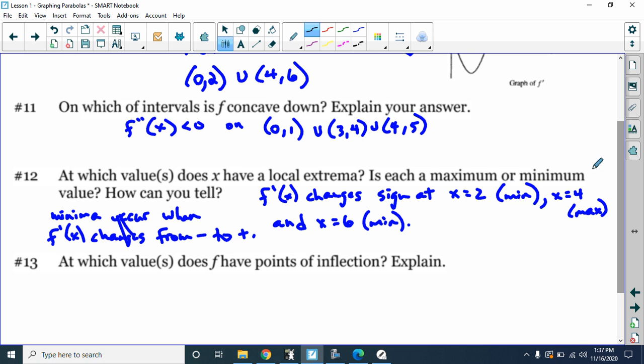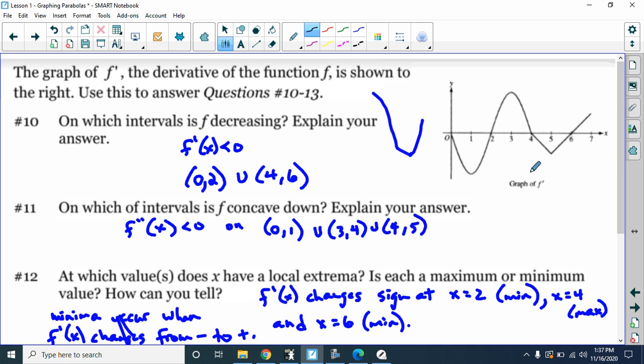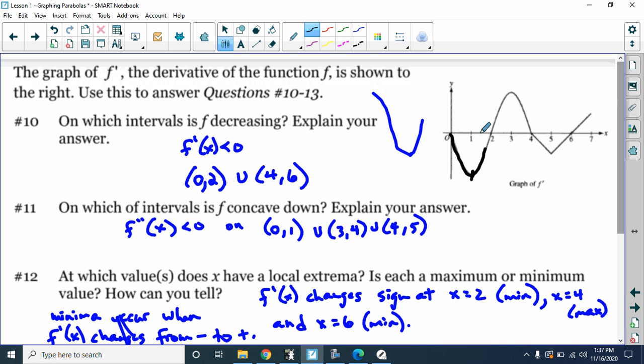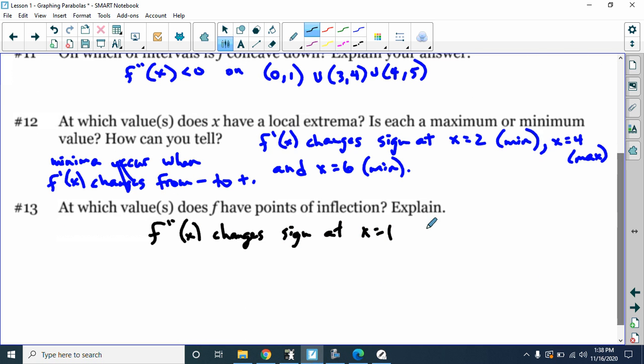And then finally, number 13 wants to know where we have a point of inflection. Points of inflection occur when the second derivative changes sign. So the second derivative, remember, is the first derivative of this graph. The derivative of the graph would be the slope of the graph. I need the slope of the graph to change sign. So the slope of the graph is negative, and now it's positive. It changed sign at 1. The slope of the graph is positive, and now negative. It changed sign at 3.